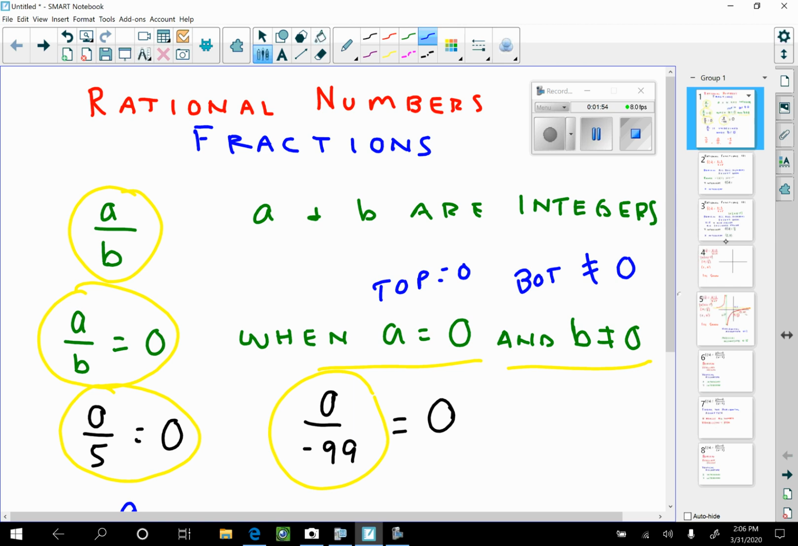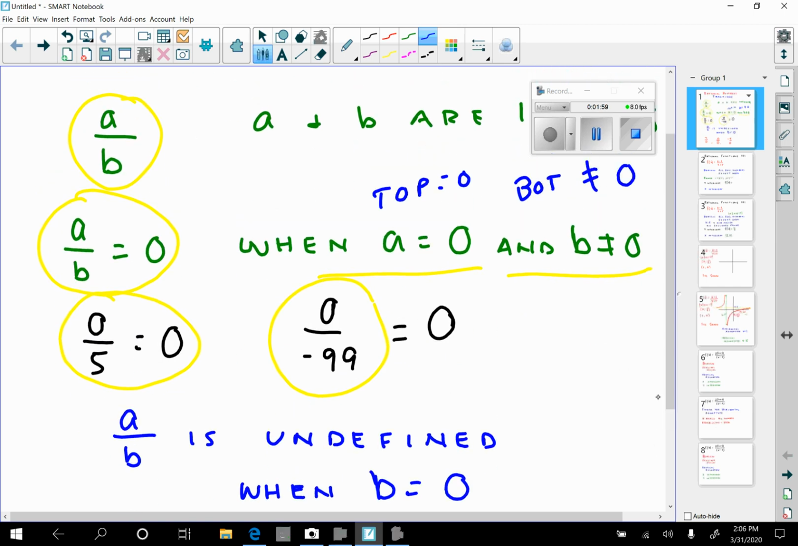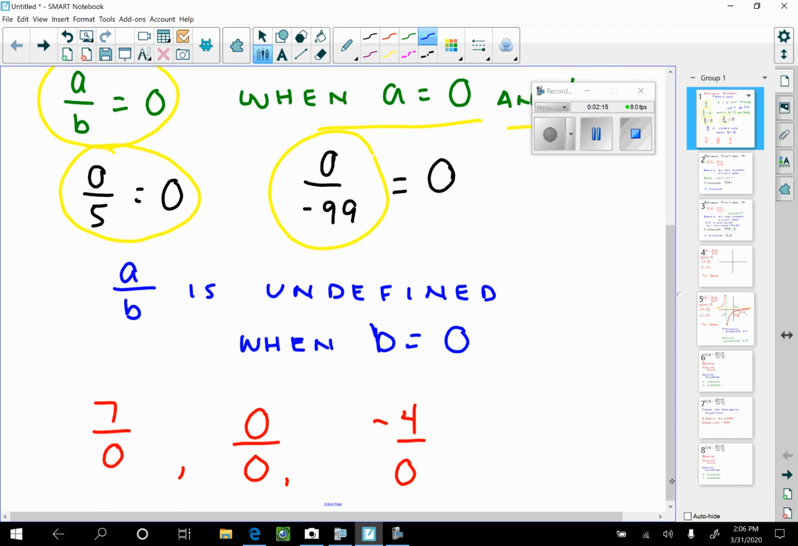And we're going to go down here. Hey, when is a fraction undefined? When you write a fraction, you say, what? That's not defined. A fraction is undefined when b is 0, period. When the bottom is 0, that fraction is undefined, period. You can't talk about it because it's not real. Division by 0 is undefined, and that's what we're talking about because a fraction is division.